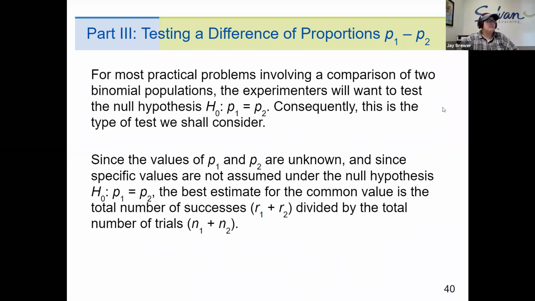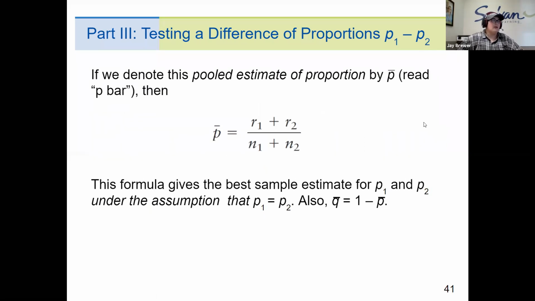For the most practical problems involving a comparison of two binomial populations, the experimenters will test the null hypothesis that p sub 1 and p sub 2 are equal. Consequently, this is the type of test we shall consider. Since the values of p sub 1 and p sub 2 are unknown, and since specific values are not assumed under the null hypothesis, the best estimate for the common value is the total number of successes divided by the total number of trials, which is how we used it before, so you should be used to that.